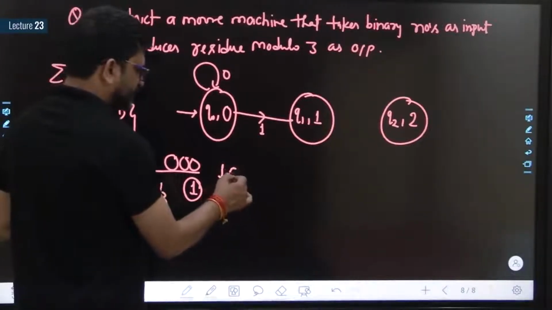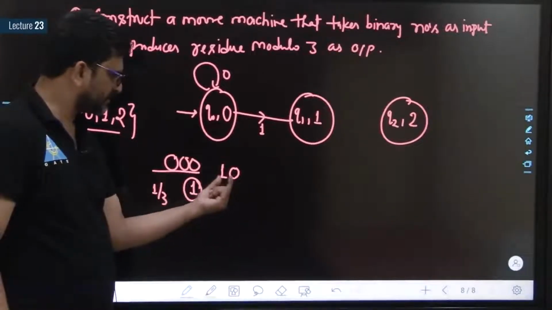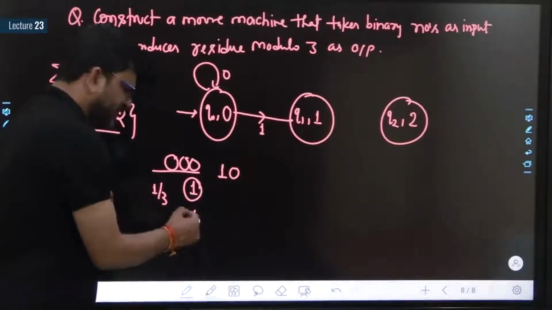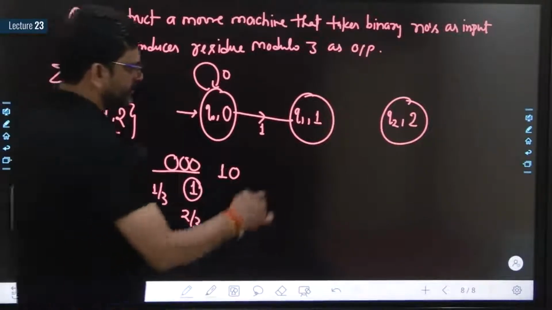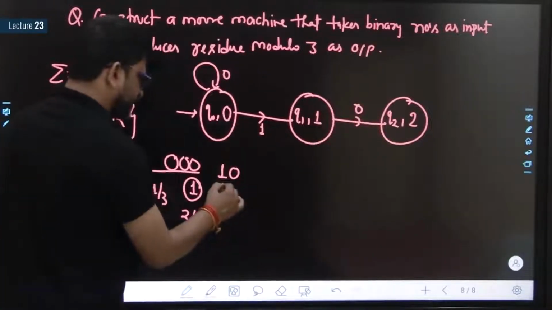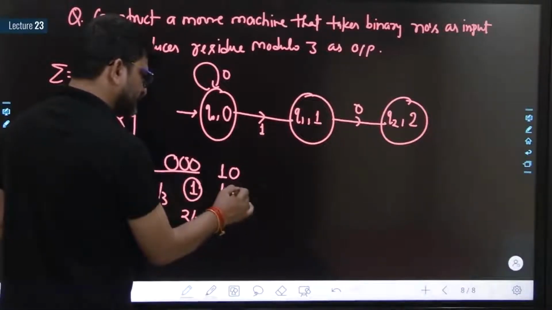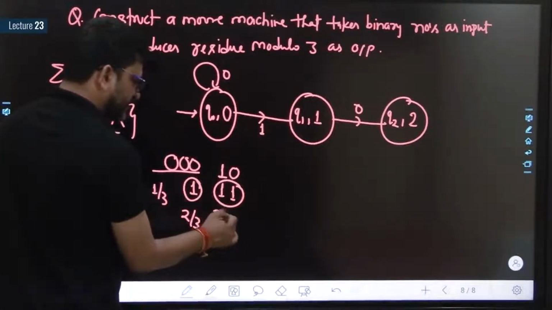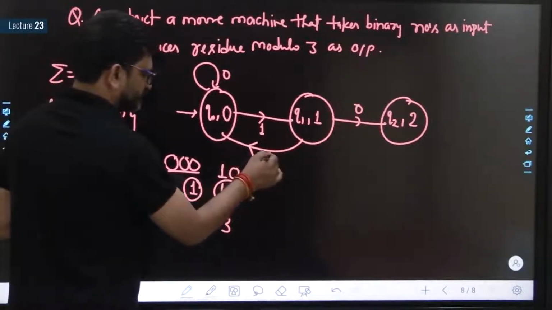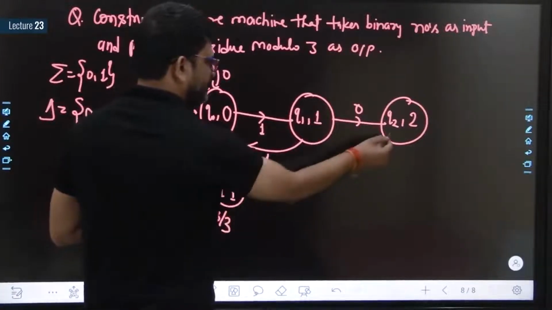If I see 0 on Q1, then the number is 10. The decimal number of this is 2. 2 divided by 3, remainder 2. It goes to Q2. After seeing 1, we see 1 on Q1. This is 3. 3 divided by 3, remainder 0. After seeing 1 0, we reach Q2.